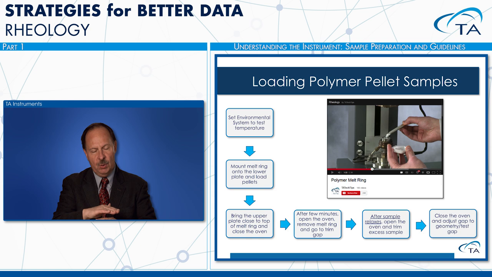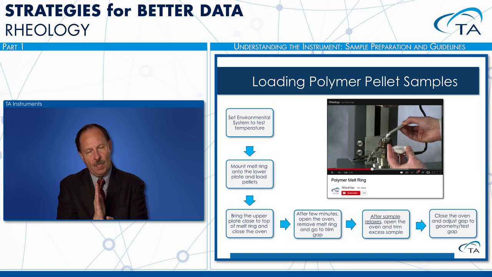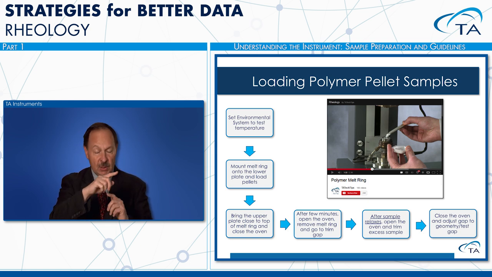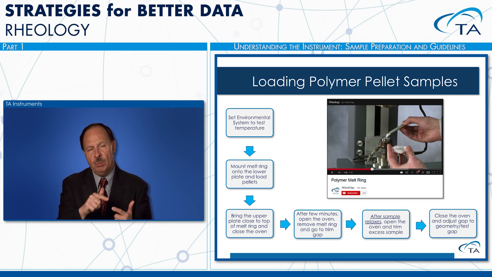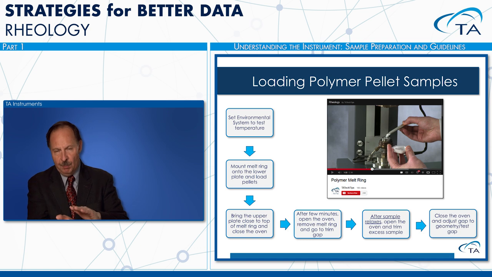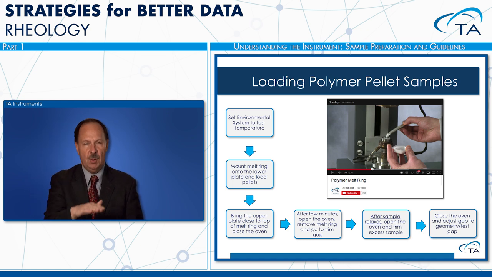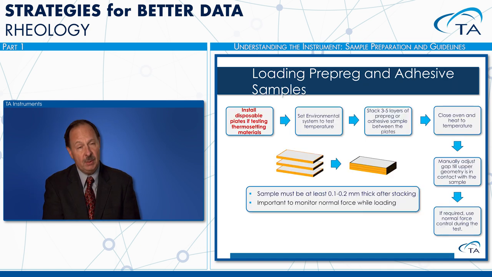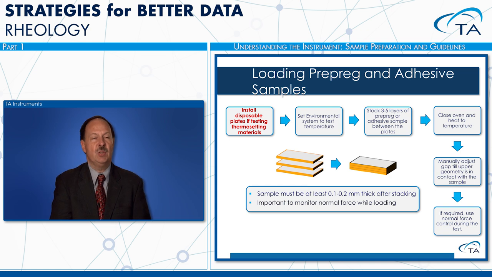And when you go down, you can remove that ring. It's usually a good idea to hit bearing lock when you do that, just in case your upper geometry would start rotating. And you move that, and then you go down to your trim gap. You trim the sample, then you go down to your target gap, and you begin your test.